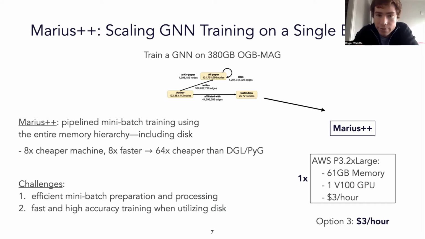But in order to achieve these results, we had to innovate and address two main challenges. First, given our goal of training on this cheaper hardware, we had to optimize GNN mini-batch training and mini-batch preparation and processing to make it as efficient as possible on machines with limited resources. And second, given that these machines may not have enough CPU memory to store the graph, we had to figure out how to utilize disk storage during training without bottlenecking throughput or hurting model accuracy. So for the remainder of this talk, I'm going to be focusing on how we address these two challenges.